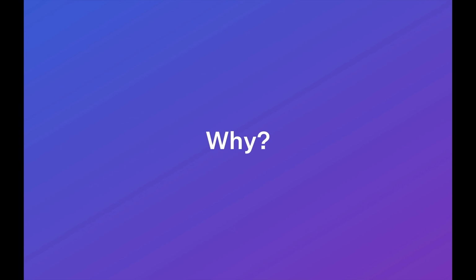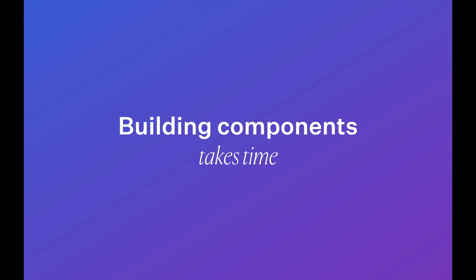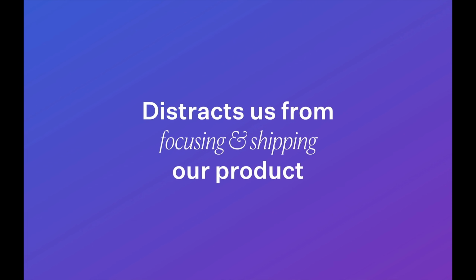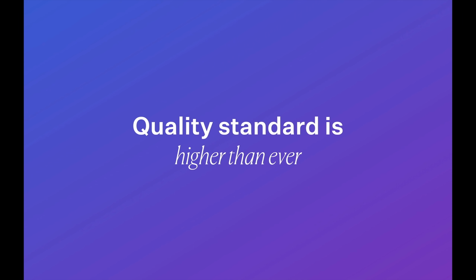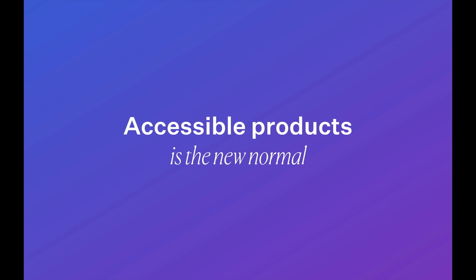To wrap it all up, why does all of this matter? Building good UI components takes such a long time. It distracts us from focusing and shipping on our product. It costs companies hundreds of thousands of dollars. Poor quality UI can reduce both customer acquisition and retention. And now, products like Superhuman, Stripe, Discord, Linear, and Figma are raising the bar for UI quality and accessibility. On that note, shipping accessible components is the new normal. Businesses are even being fined for having inaccessible UIs.